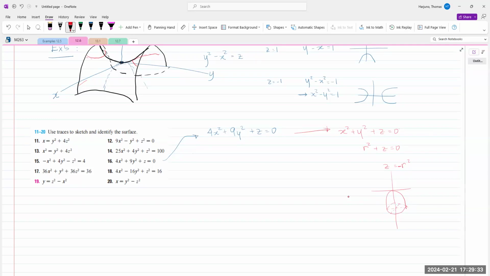Now, what happened with this 4 and 9, Thomas? Well, that's basically the scaling that makes it an elliptic paraboloid.